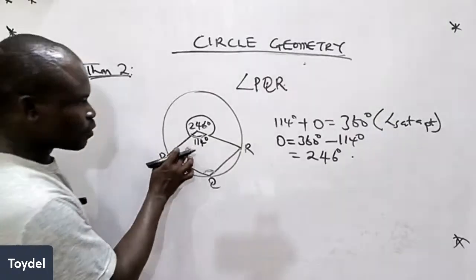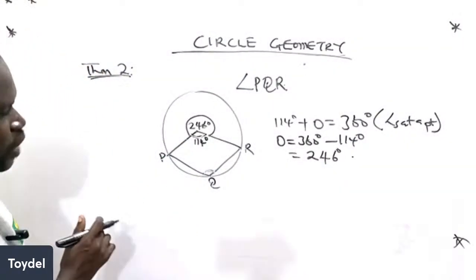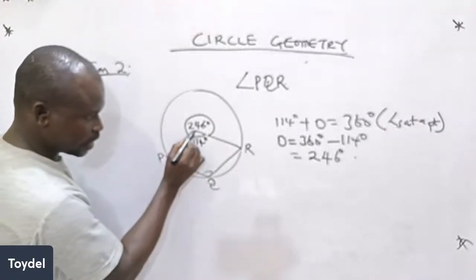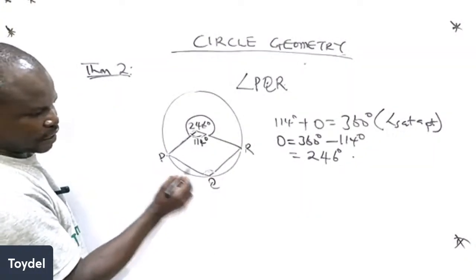But that's not what we are looking for. We are looking for this angle Q. How do I now get angle Q? Look at the angle at the center. The angle at the center here starts from P back to R. The angle at the circumference here also starts from P back to R.